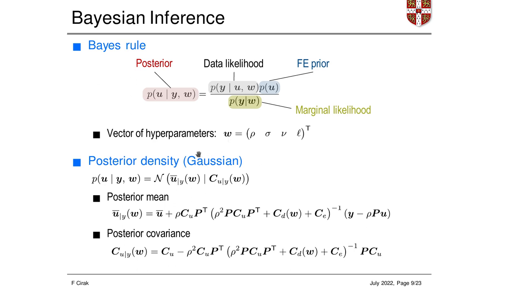So we know that the product of two Gaussian densities yields an unnormalized Gaussian density. Using some analytical formula, we can easily derive the posterior mean and the posterior covariance. The important takeaway that I would like to highlight is that if we have a large finite element model, then these matrices are generally costly to invert here. And I will talk about this in a moment.